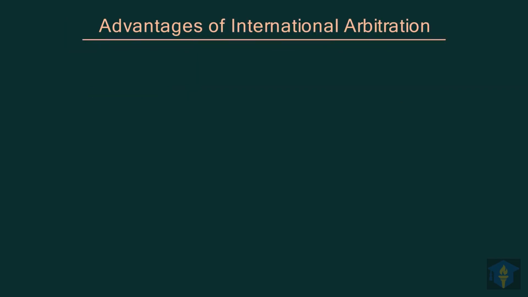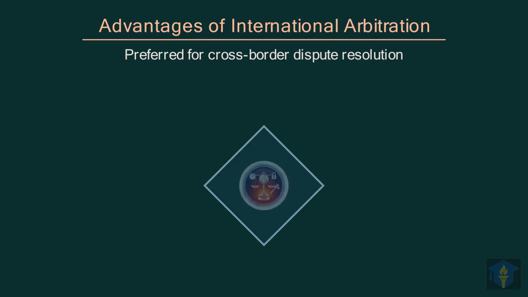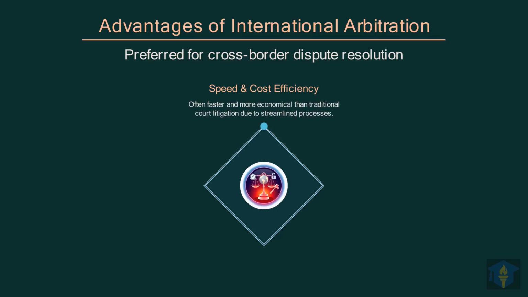Now, let's discuss the advantages of international arbitration for dispute resolution. This method is preferred for resolving cross-border business disputes effectively. First advantage is speed and cost efficiency in the arbitration process. Arbitration is often faster and more economical than traditional court litigation due to streamlined processes.